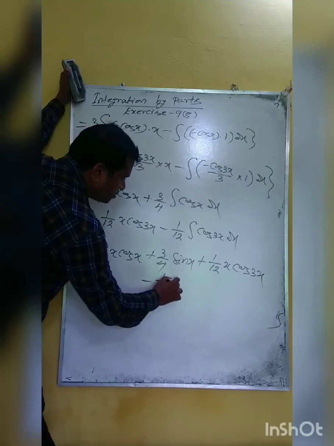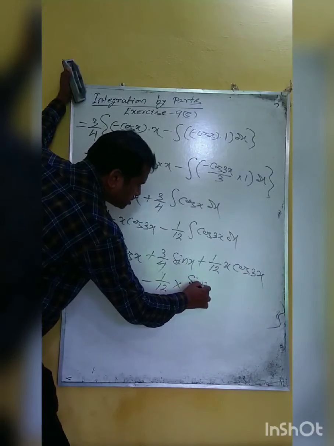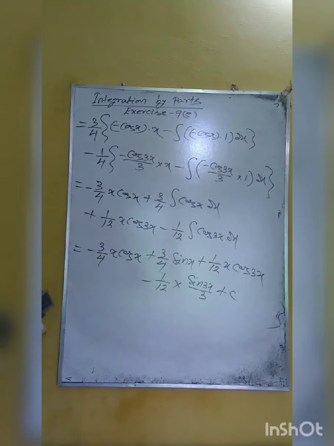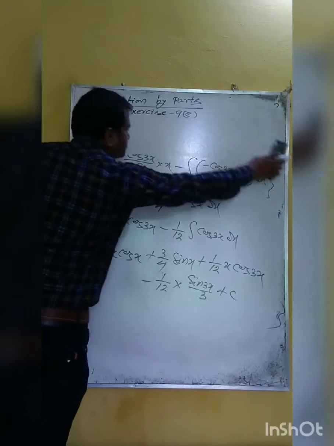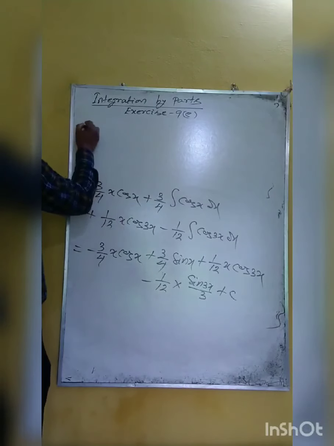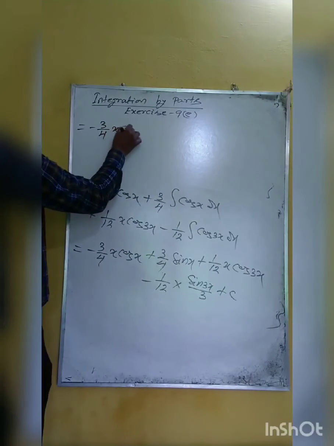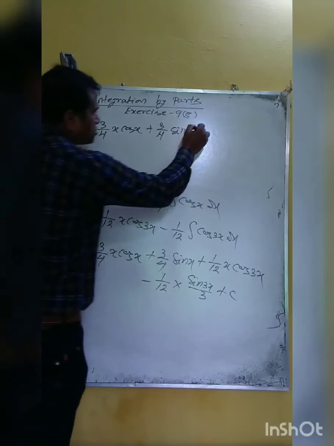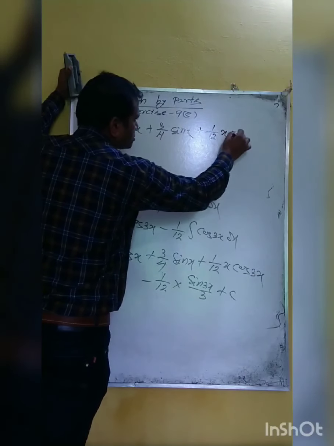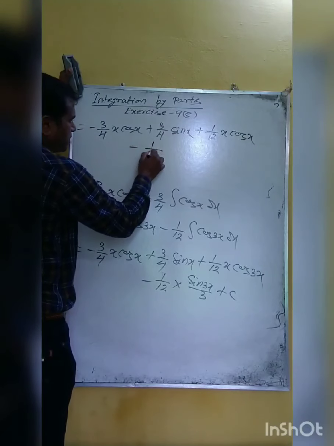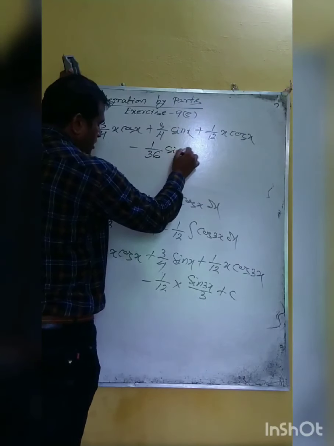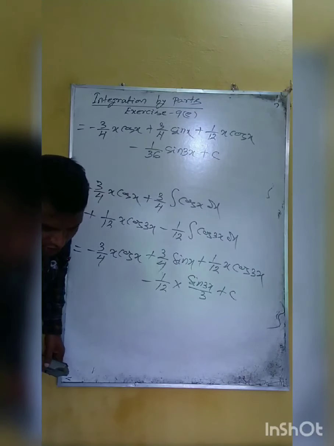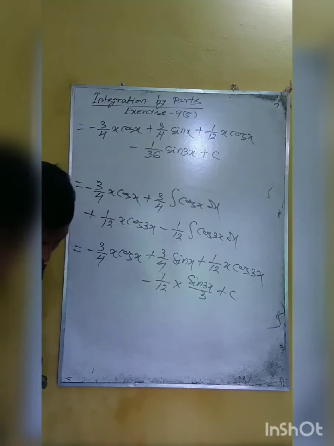minus 1 by 12 into sin 3x by 3 plus c. That equals minus 3 by 4 x cos x plus 3 by 4 sin x plus 1 by 12 x cos 3x minus 1 by 36 sin 3x plus c. Answer. Okay.